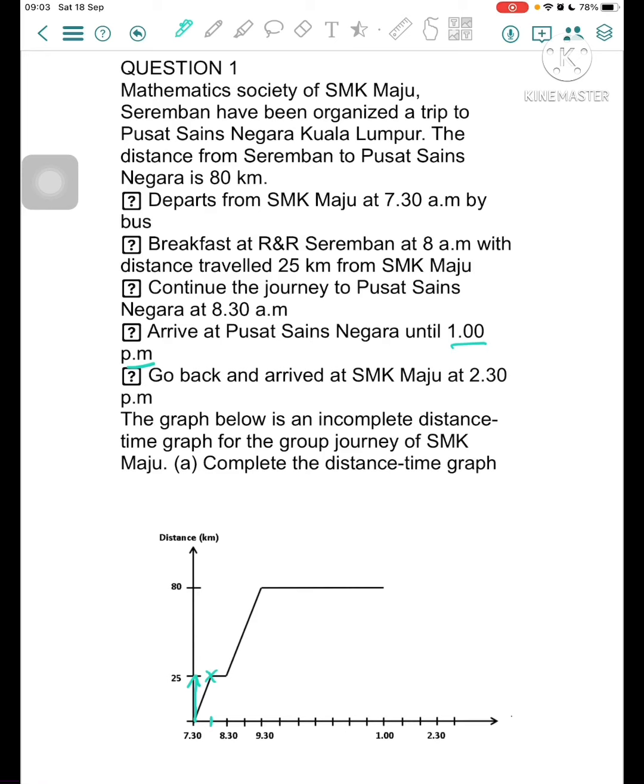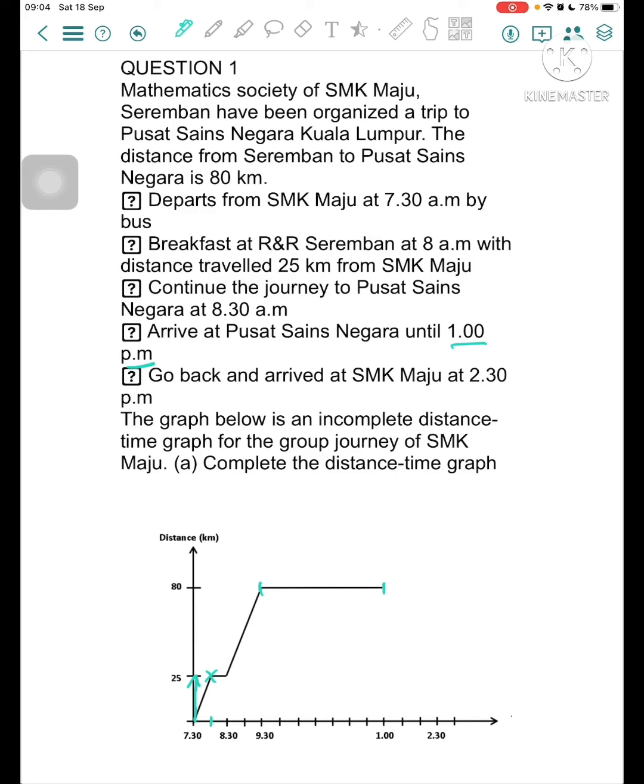So looking at the graph, here should be the time they arrive, and 1 p.m. should be the time they leave. So between 9:30 a.m. to 1 p.m. should be the time they were at Pusat Sains Negara. And then the last point, go back and arrive at SMK Maju at 2:30 p.m. So they depart from Pusat Sains Negara to SMK Maju at 1 p.m.